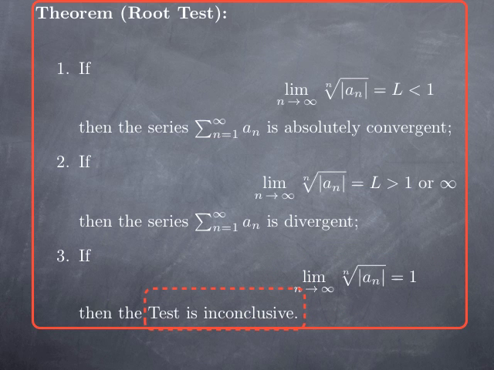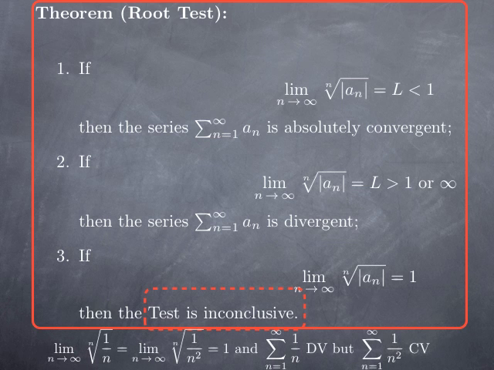Just to show you that it's inconclusive, consider, again, just like in the case of the ratio test, the series of 1 over n, which is divergent, and the series of 1 over n squared, which is convergent. When you look at the nth root of the general term for 1 over n, you get 1 over n to the 1 over n. And we just have seen that n to the 1 over n goes to 1, because it is the exponential of ln of n over n, and ln of n over n goes to 0.